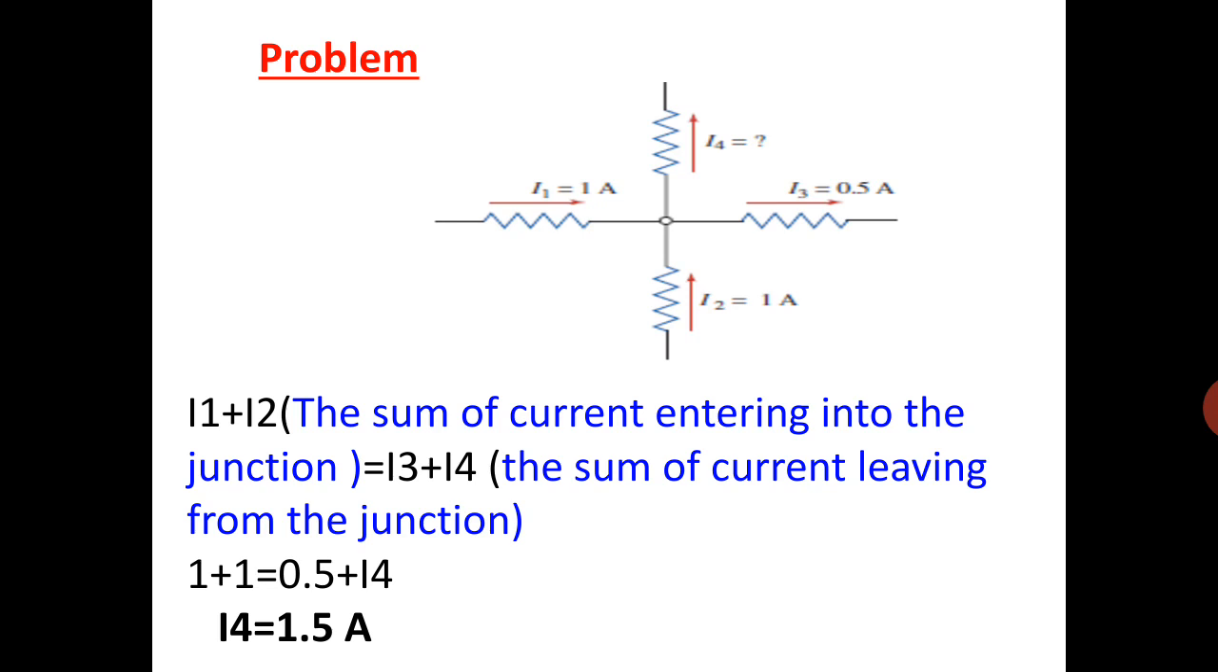According to the Kirchhoff current law, the current entering the junction is equal to the current leaving the junction. The dot point indicates the junction. At the dot point, the two currents entering are I1 as well as I2. So I1 plus I2 is equal to the currents leaving the junction. See the arrow marks leaving away from the junction: it is I3 as well as I4. I3 is 0.5 and I4 they are asking for. Then you can solve it. You can easily obtain I4 is equal to 1.5 ampere.